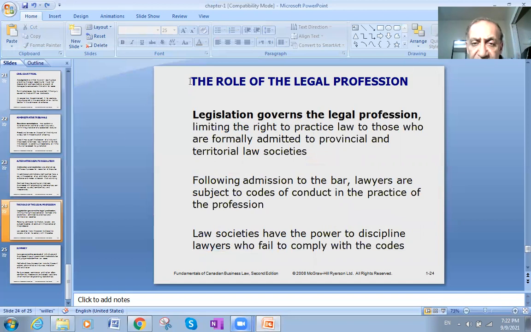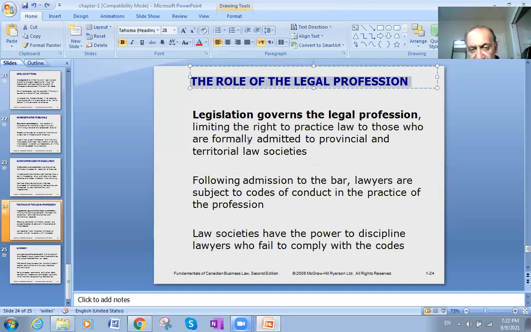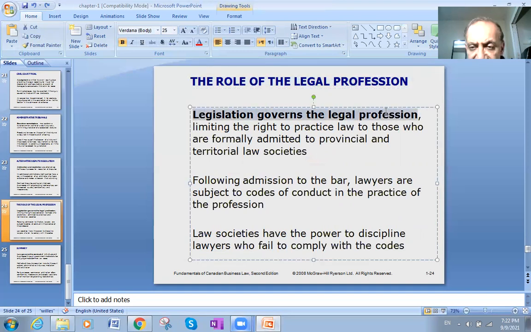The rules of the legal profession. Legislation governs the legal profession, limiting the right to practice law to those who are formally admitted to provincial and territorial law societies. Following admission to the bar, lawyers are subject to codes of conduct in the practice of the profession. Law societies have the power to discipline lawyers who fail to comply with the codes.